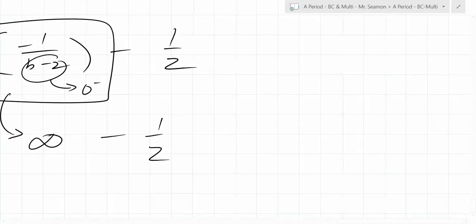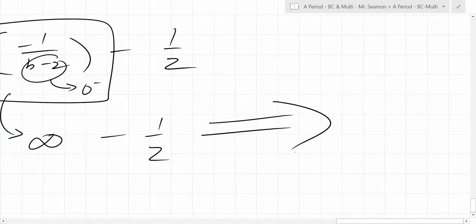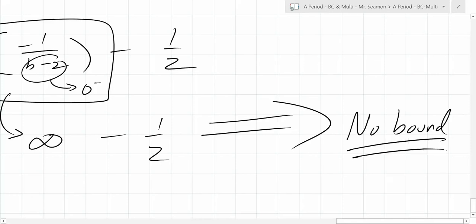Okay, so what do we now have proved? What have we proven? There's no bound to this. You have to be very careful about these, but you can prove these with limits.